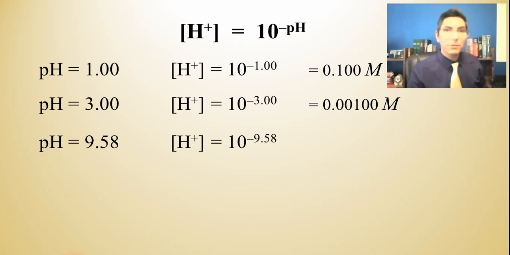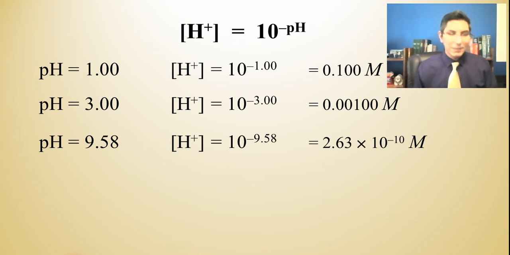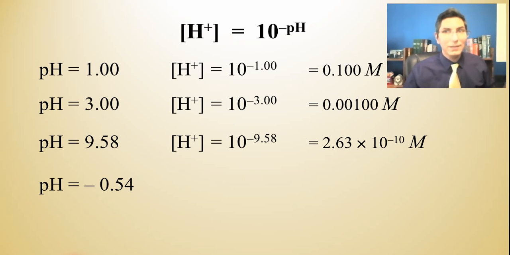Now, you're going to need a calculator for that. On your calculator, you probably have an anti-log button. If you hit second log or shift log, you'll see this 10 to the x button that pops up. And if you key this in, you can evaluate that number. It's about 2.63 times 10 to the negative 10th molar in this case. And what about pH equals negative 0.54? And yes, it is possible to have negative pHs.